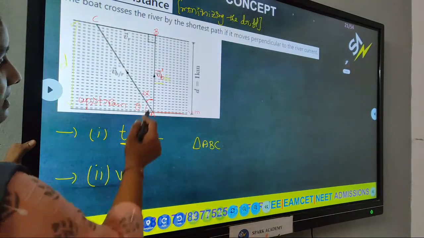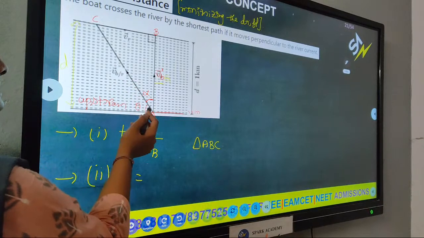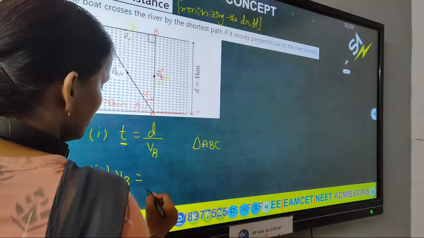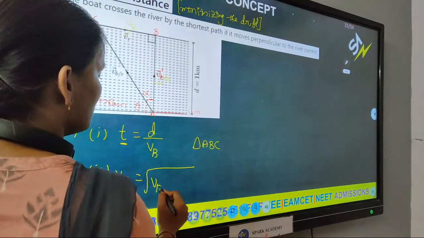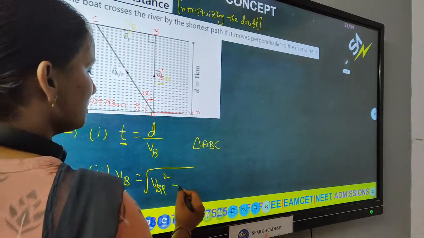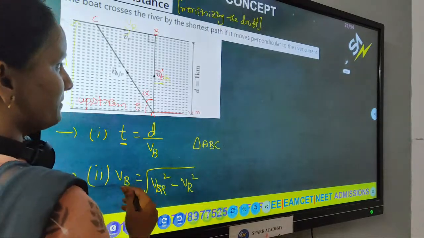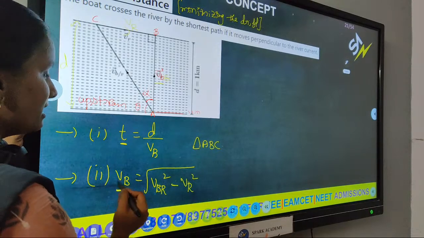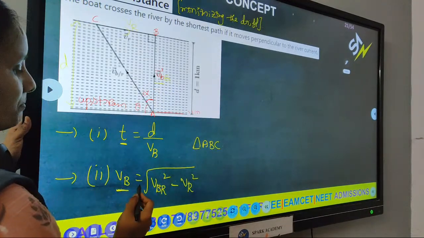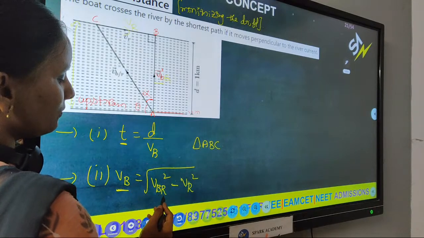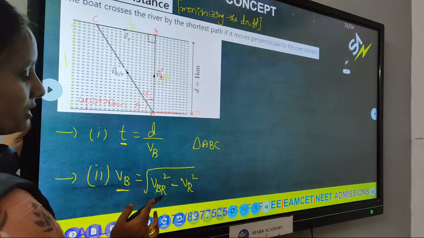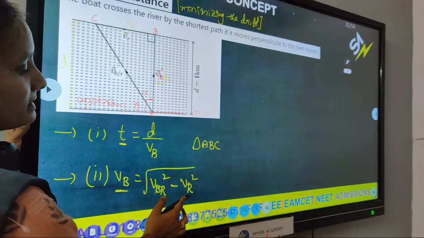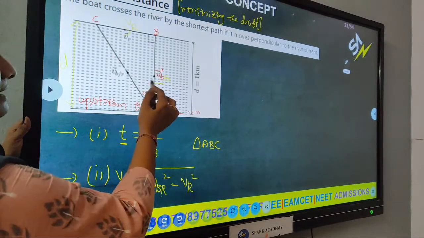we can write VB. Now VBR is the resultant, and in this direction there is a river flow, VR, and VB. So VB is equal to under root of the relative velocity of the boat whole square minus VR square. So from this right angle triangle, just apply the Pythagoras theorem. This is a side of this triangle. So VB is equal to under root of the relative velocity, meaning velocity of boat with respect to river, whole square minus VR square, like hypotenuse square minus side square. We are finding one of the sides in the triangle.